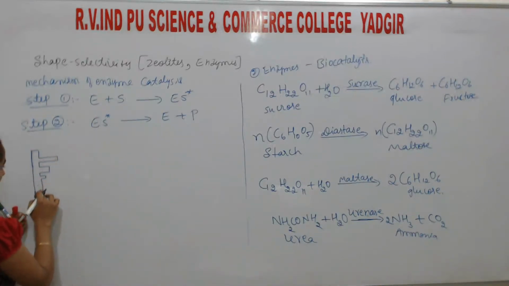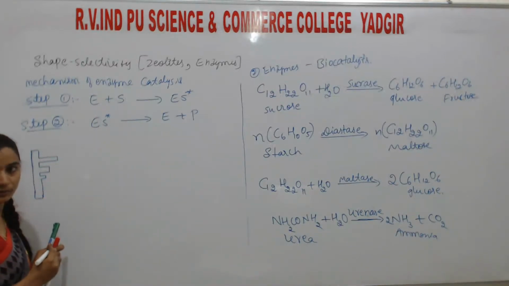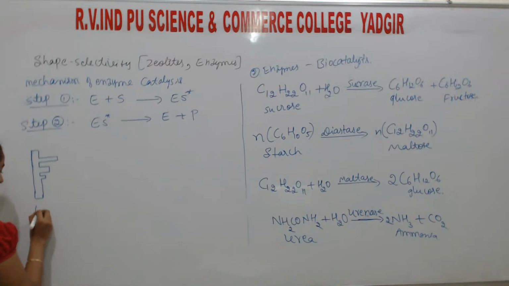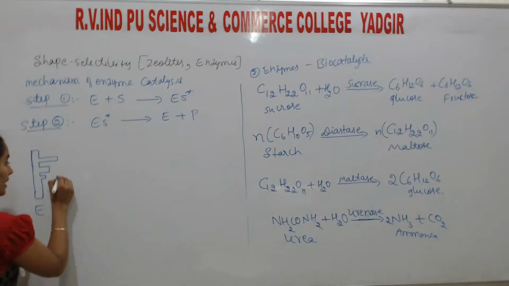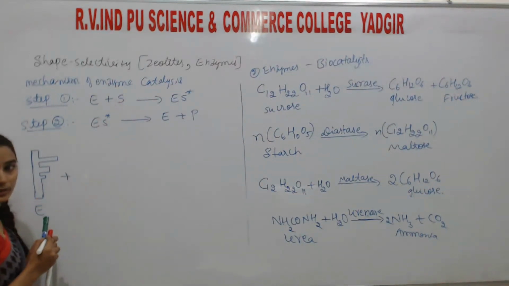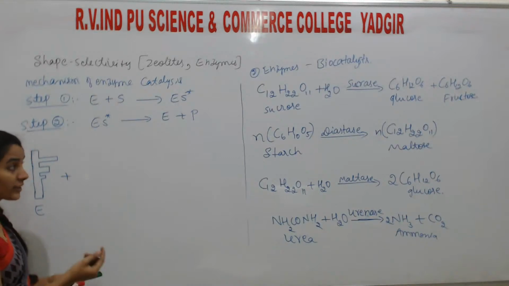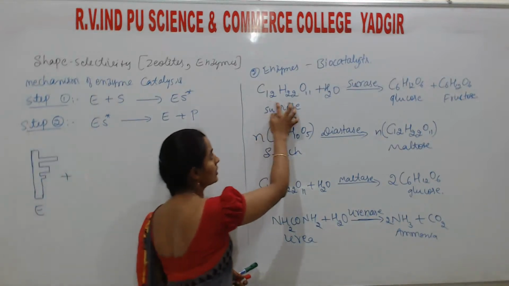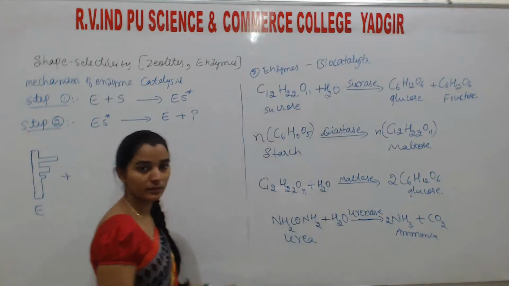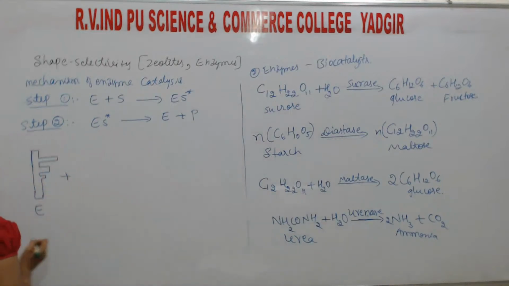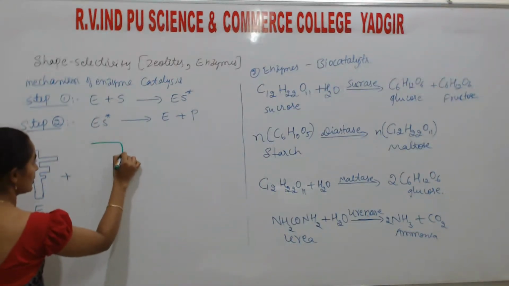This is the enzyme having this type of structure. Enzyme plus substrate is there. Substrate means this one, the incoming reactants. How will they form? Listen, this is the substrate here.